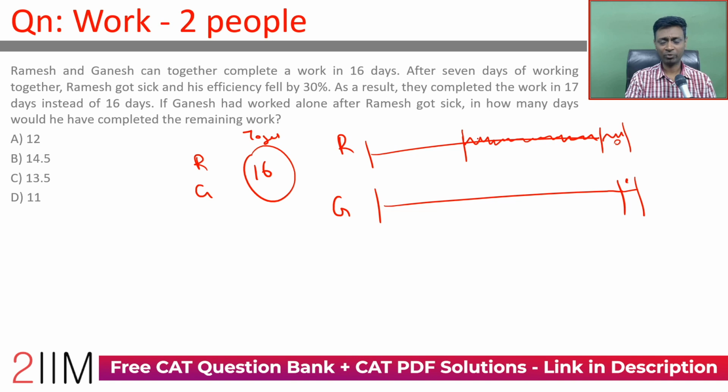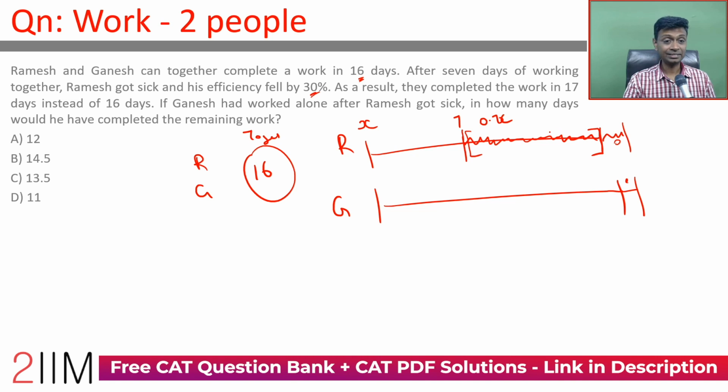Wonderful. Let's plug this in. The efficiency falls by 30%. Let's say Ramesh brings in x every day. After 7 days, at the 7-day mark, he brings only 0.7x. Now think about this. To the original schedule of 16 days, there are 9 more days to go.